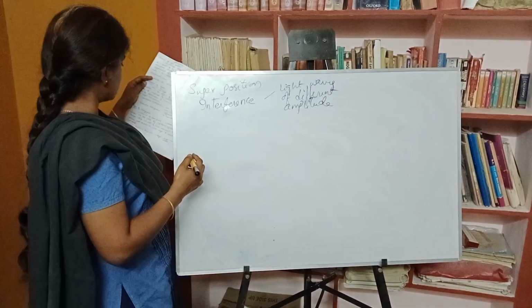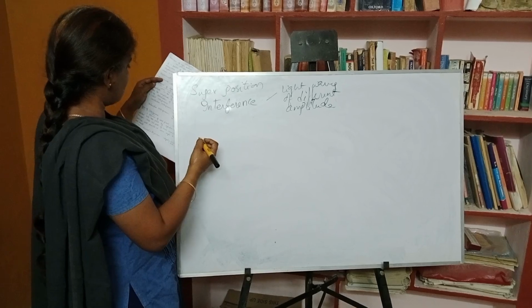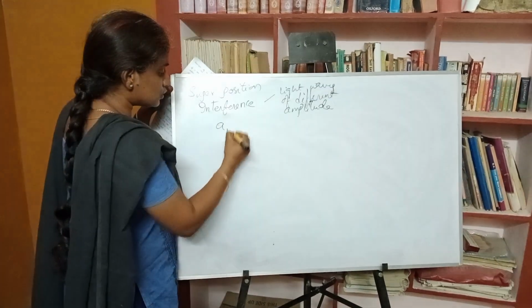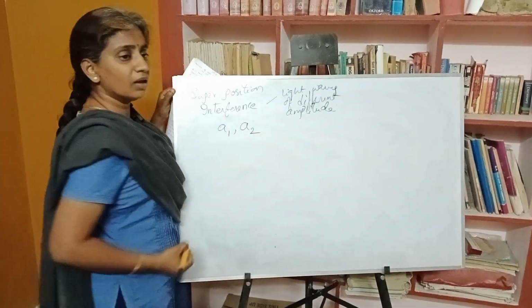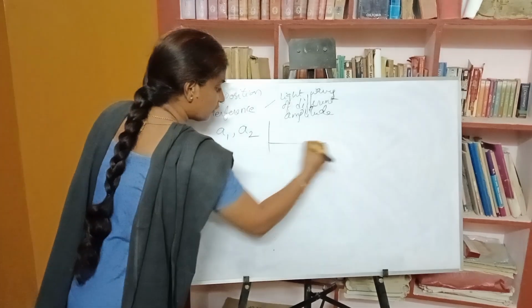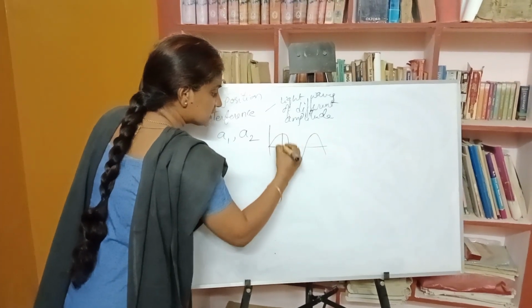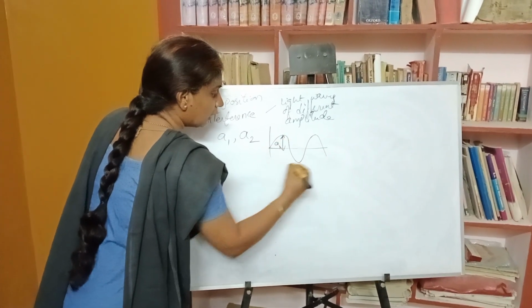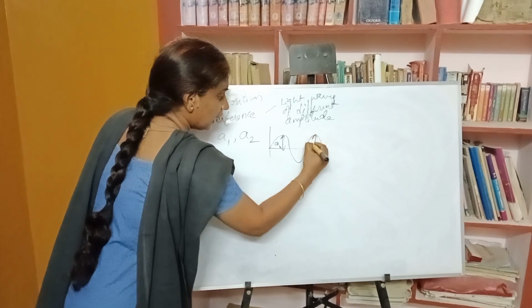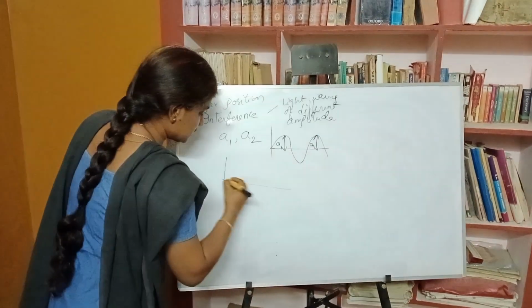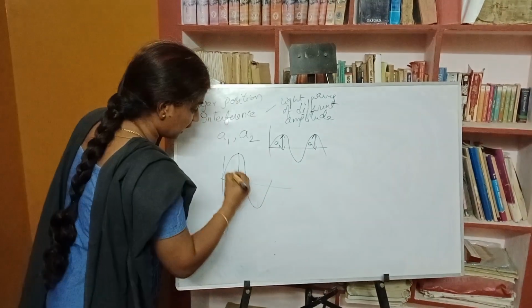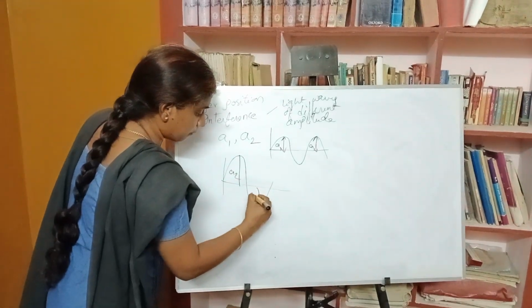Thus, let us consider two light waves having say amplitudes A1 and A2. What is amplitude? Suppose if I have a light wave, this maximum displacement, I would call it as amplitude. I have another light wave. It is having a different displacement because the height of the peak is different. So this amplitude is A2.